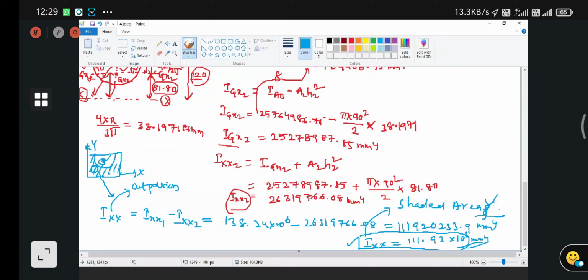Is it okay? Now have you understood, or if anybody is having any problem in finding out the moment of inertia, how to find out for the cutout portion? This is the cutout portion. Okay, so another I section problem we are going to solve.